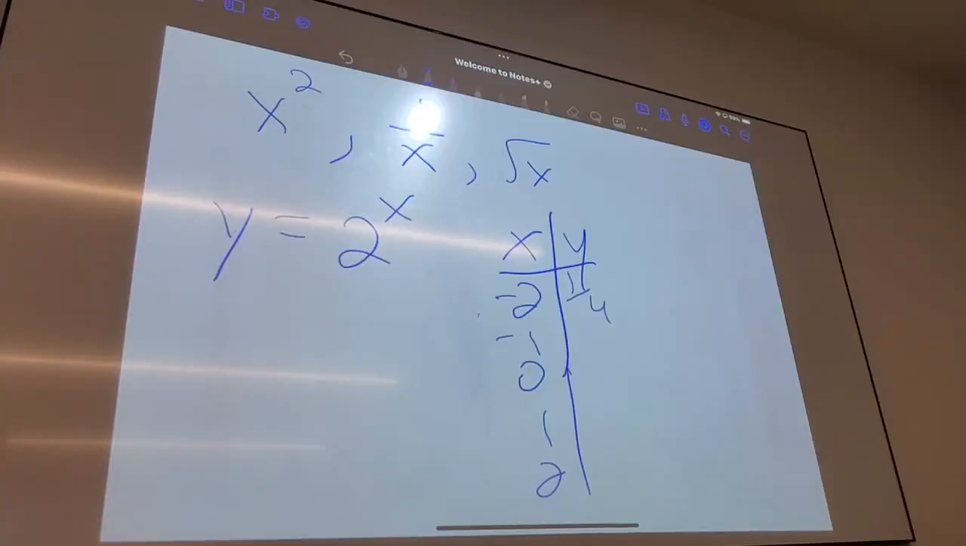What's 2 to the negative 1? 2 to the 0, anything to the 0 is 1. 2 to the first, 2. Okay, so if I graph this thing, 2 to the negative 2 is 1/4. 2 to the negative 1 is 1/2. 2 to the 0 is 1. And 2 to the first power is 2.